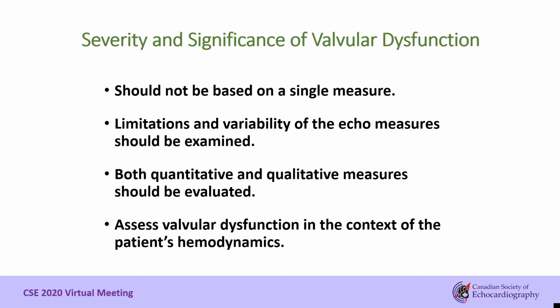The severity and clinical significance of a valvular dysfunction should not be based on a single measure. Indeed, the strength of echo is that multiple anatomic and functional aspects can be assessed in the same setting. But we do need to be aware of the limitations and variabilities inherent in any of these measures. We should include both qualitative and quantitative variables and bear in mind that our assessment should be interpreted in the context of the patient's hemodynamics during the study.